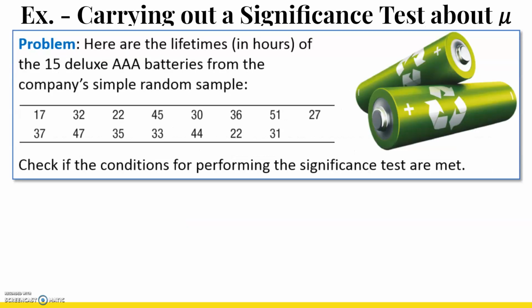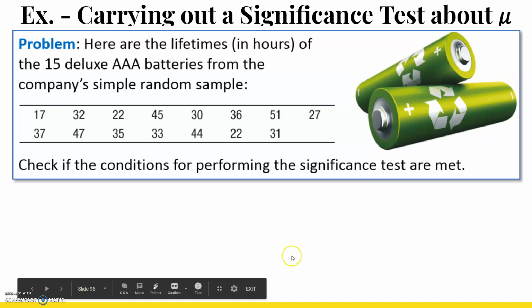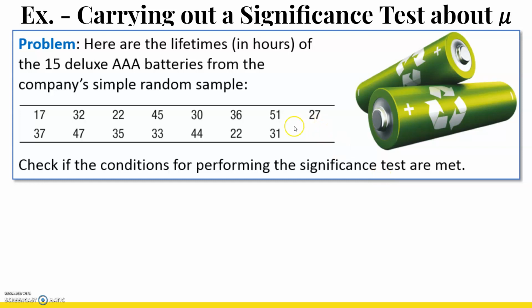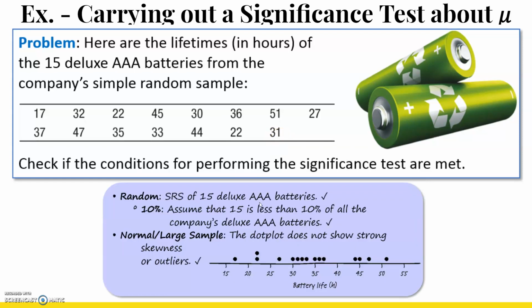So in this question, we just want to check the conditions to see if we can actually run a significance test. So we have 15 lifetimes for AAA batteries, and we're going to check the conditions. Condition 1, is it random? Well, it says it's a simple random sample. It says SRS right here of 15 deluxe AAA batteries. Now, we're going to have to assume, since we don't know the population size, that 15 is less than 10% of all this company's deluxe AAA batteries.